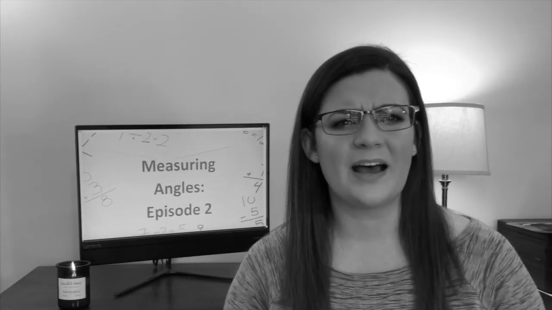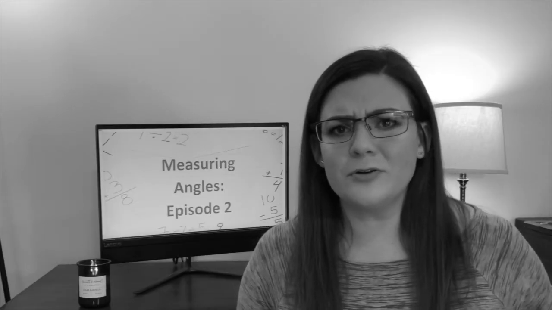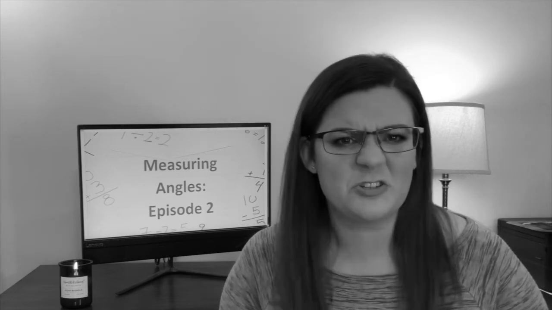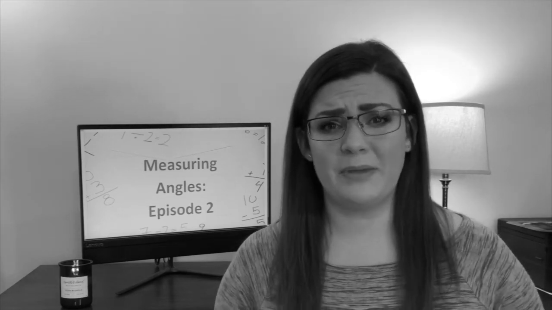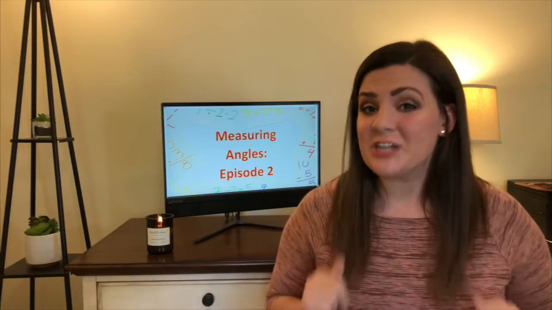Miss Norris, if those angles that you talked about have specific measurements that make them acute, right, straight, obtuse, when we learned about triangles, we also learned about right triangles, acute triangles, and obtuse triangles. Does that mean that they have specific measurements too? You are exactly right. Let's talk about triangles.